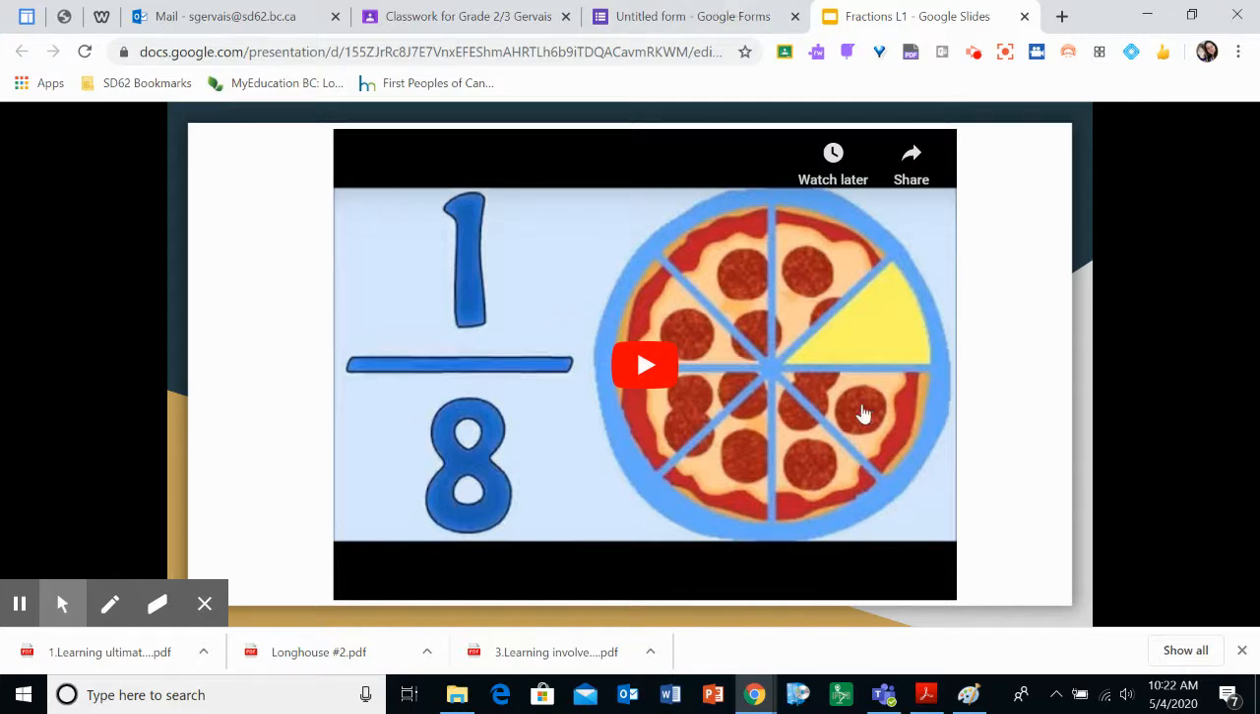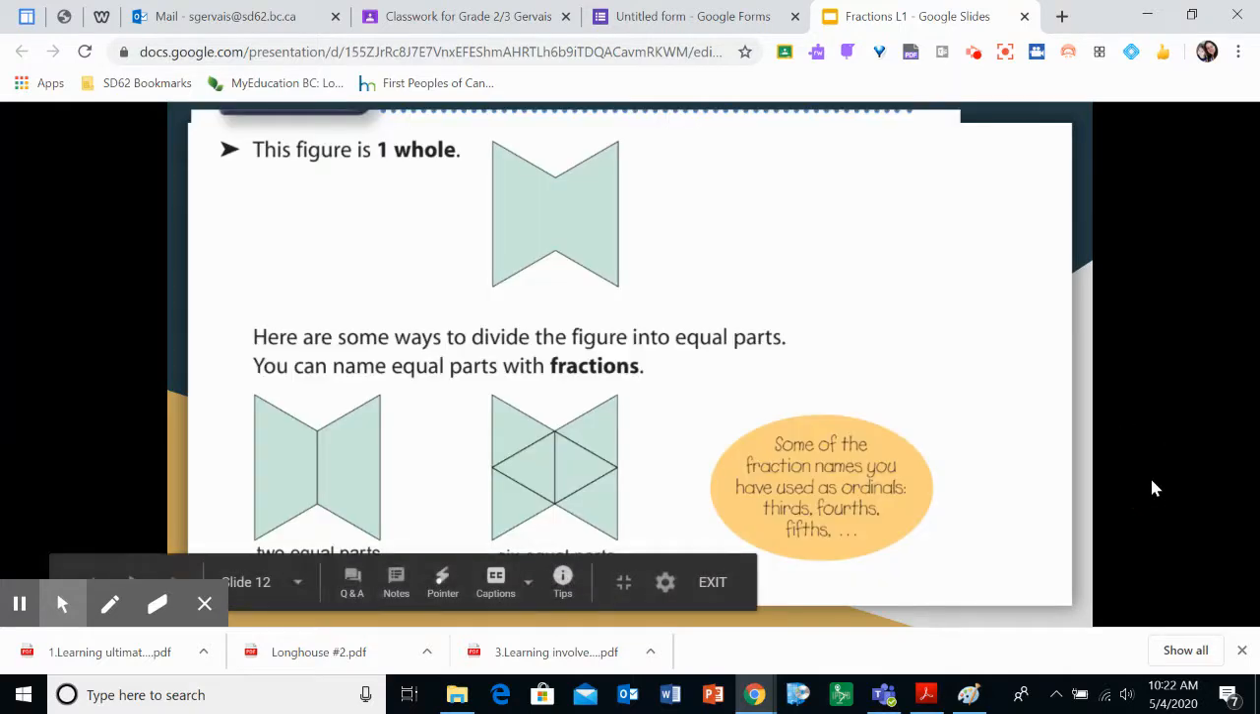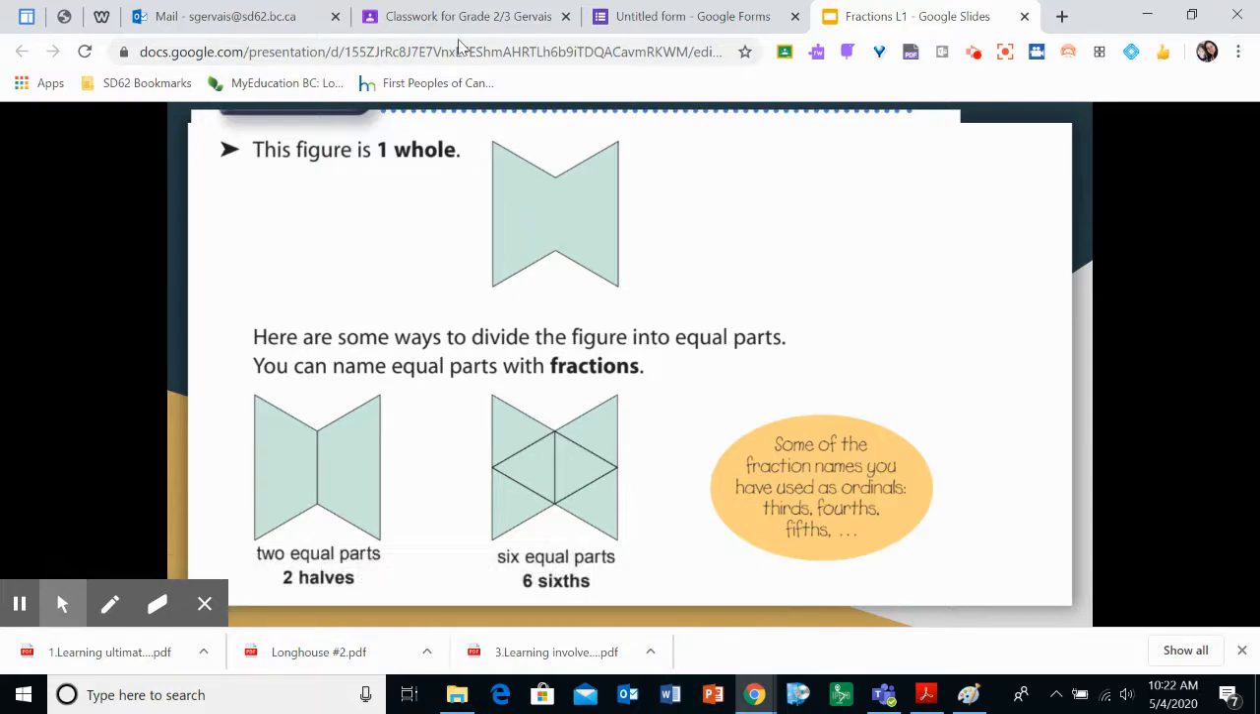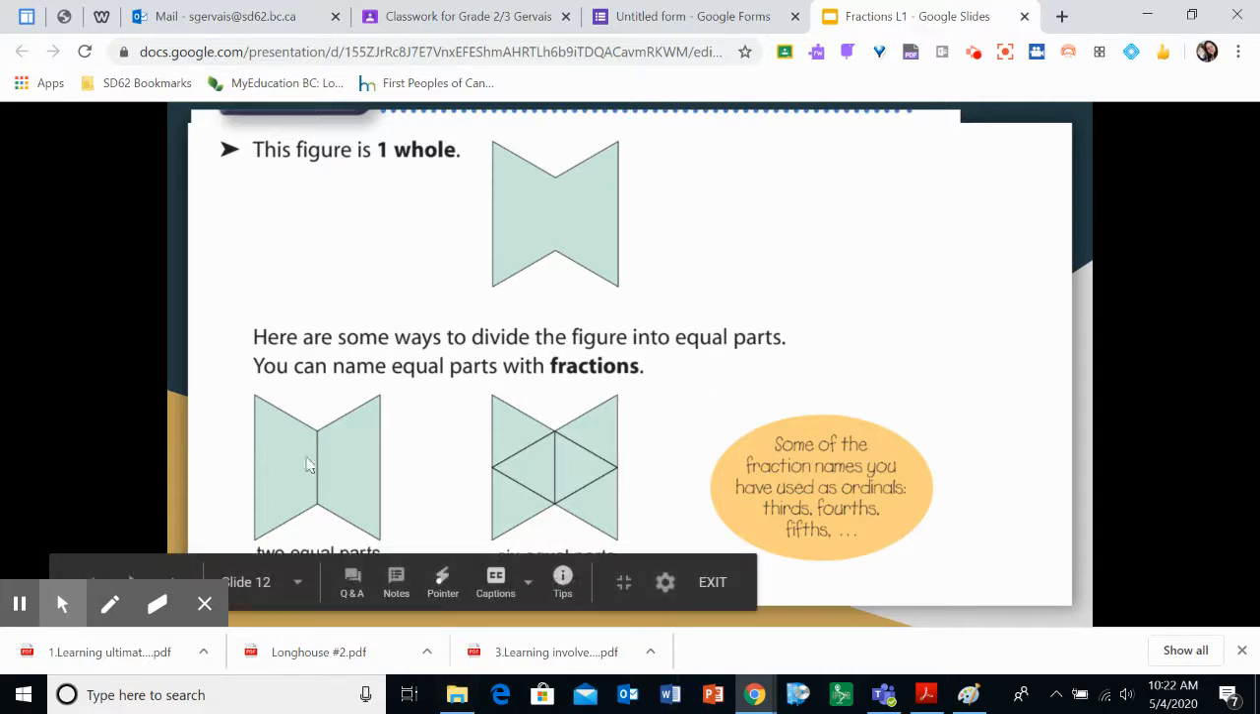All right, let's go back to our beautiful PowerPoint. Okay, here we go. So this figure is one whole. When you just talk about something, it's one, or you can think of it as one whole. Here are some ways to divide the figure into equal parts. You can name equal parts with fractions. 2 equal parts are halves. 6 equal parts are called sixths.